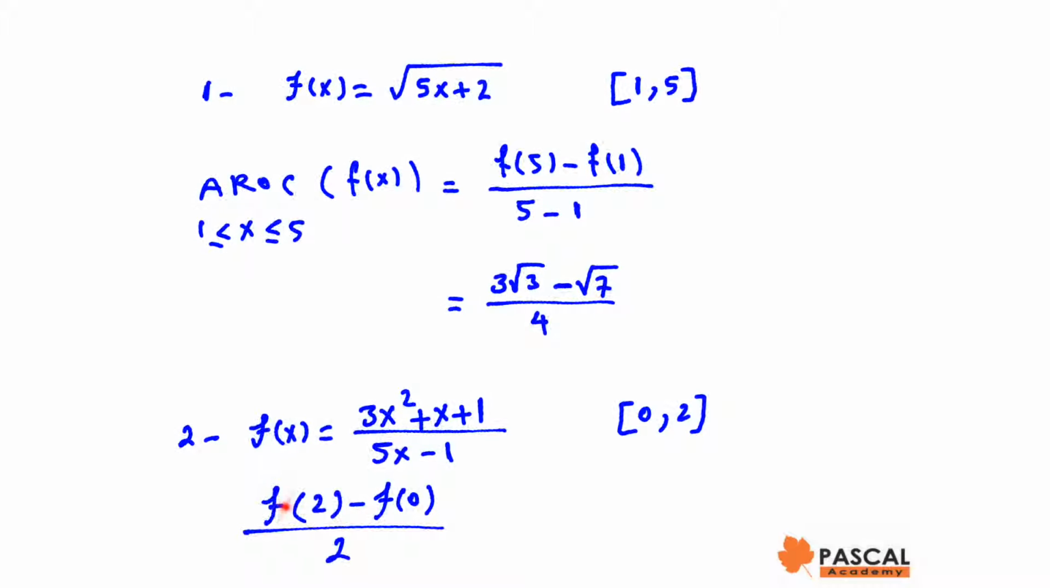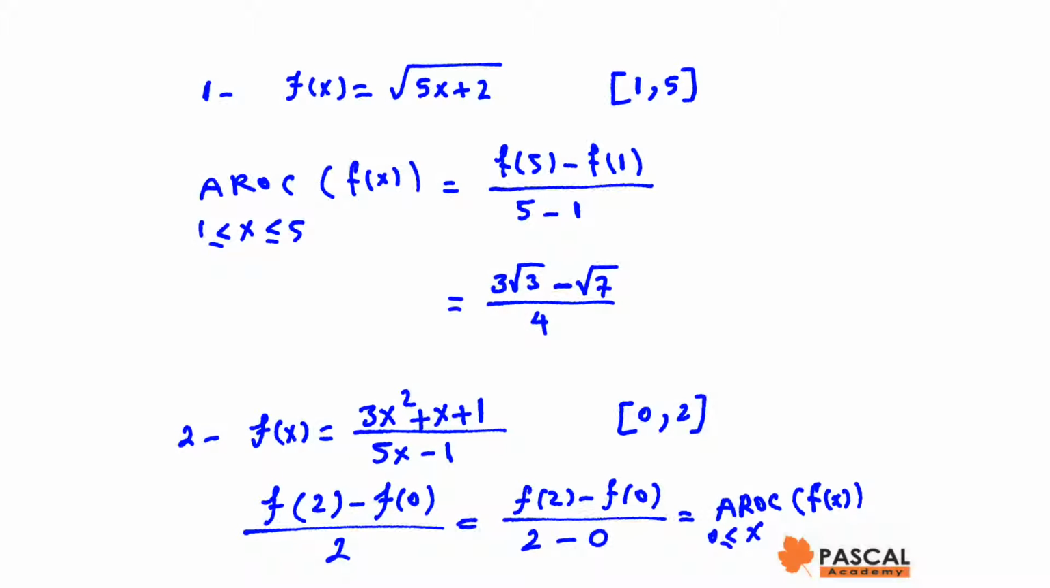F of 2 minus f of 0, divided by 2 minus 0, is the slope of the line joining the endpoints of the interval 0 to 2. This represents the average rate of change of f of x, the given function, when x is between 0 and 2.